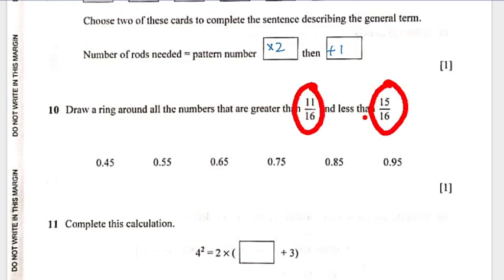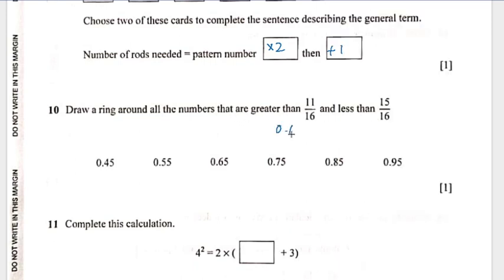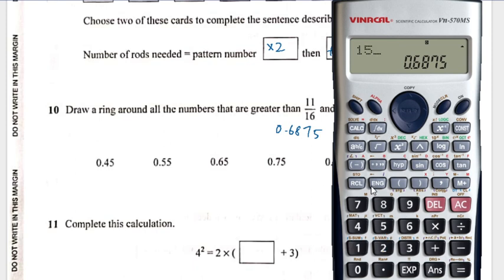Draw a ring around all the numbers that are greater than 11 over 16 and less than 15 over 16. I think to solve this one, it's better if you just convert these to decimals. Let's see what 11 over 16 is. 11 over 16, when converted to decimal, we get 0.6875. So we write here 0.6875. How about the other one? The other one is 15 over 16.